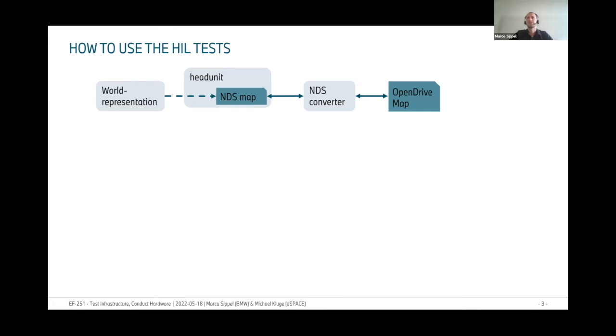And then we need an OpenDrive map for our simulation. And between that, we have the NDS converter. As I said, we do it both ways. So I, on purpose, printed the arrows in both directions because we can either start with the OpenDrive map or with the NDS map. Then we have to import it somehow in our dSpace simulation environment. Therefore, we need a dSpace importer, at least at the moment.